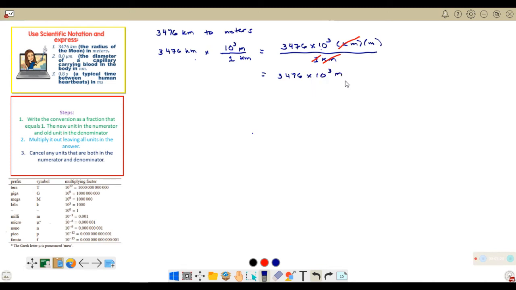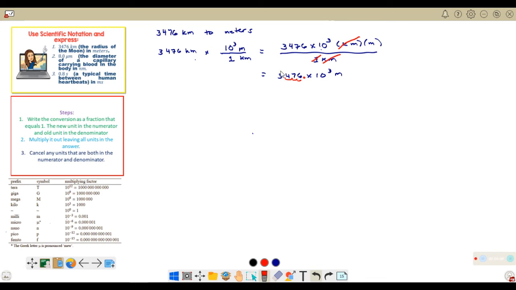Hindi pa tayo tapos. Why? Because we are asked to express our answer in scientific notation. And this is not in scientific notation yet, or in standard scientific notation yet. The decimal point is located after the last digit 6. And we have to move it between 3 and 4 for us to have a coefficient that is greater than 1 but less than 10. So let's move our decimal point. 1, 2, 3. 3 units to the left.